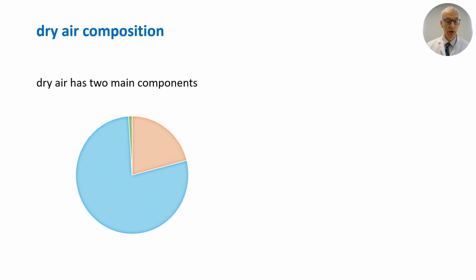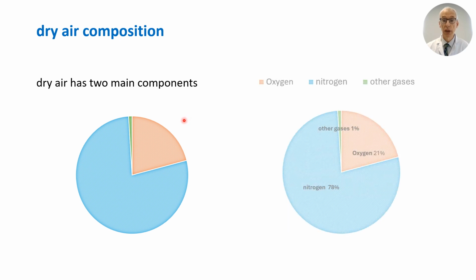So a quick review of the composition of dry air. What gas and what is the percentage composition for the blue portion, the orange portion, and the green portion? Speak it out or write it down. Come back to check and correct when you are ready. Okay, so oxygen is at 21%, nitrogen at 78%, and other gases are 1%. Those other gases are mostly carbon dioxide and argon.